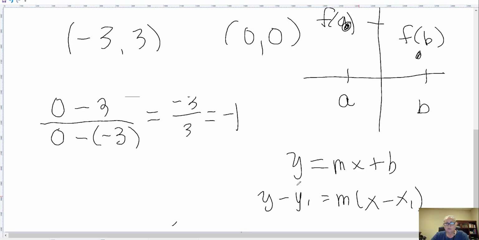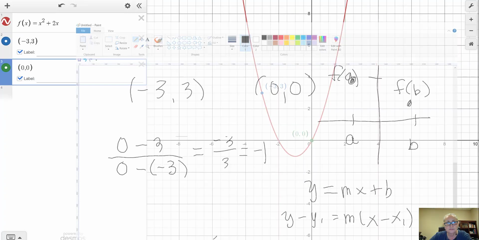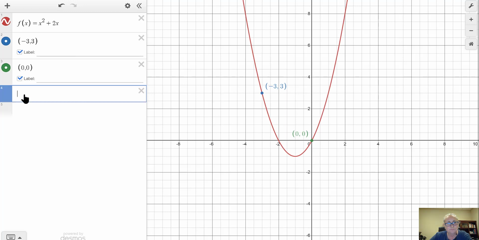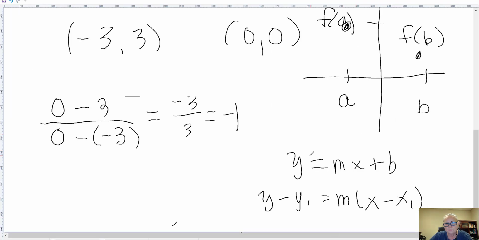Now, regardless of the formula you use, you have to solve it for y, right? In order to put it into this grapher here, I have to put y equals, or f of x equals. It's the same thing. Remember, y and f of x are the same thing. So I'm going to use the first formula, y equals mx plus b.